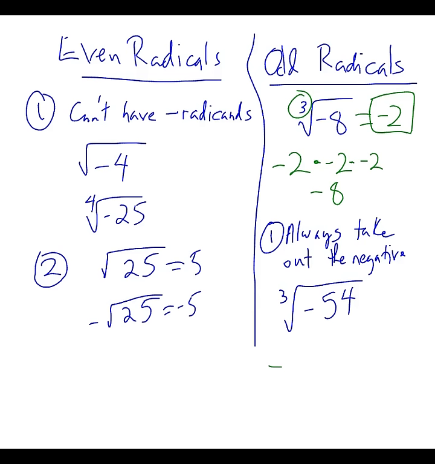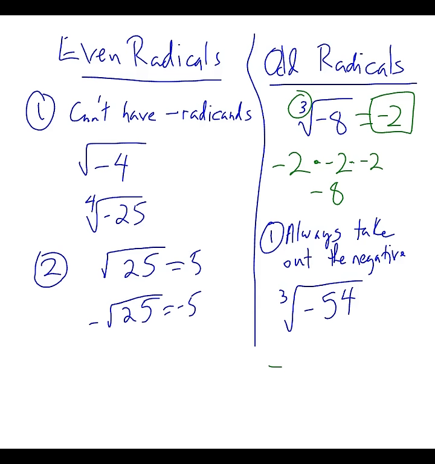1 times 1 times 1 is 1. 2 times 2 times 2 is 8. No. 3 times 3 times 3 is 27. 4 times 4 times 4 is 64. Oh, past 54. That's not it. Oh, but wait a minute. Maybe we could do the same thing we used to do with square roots.